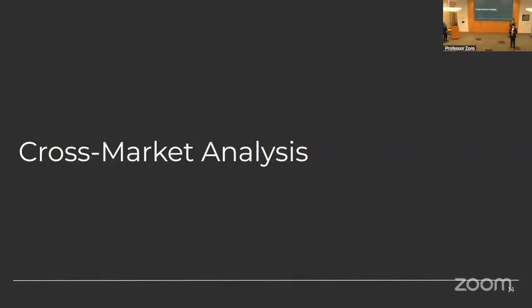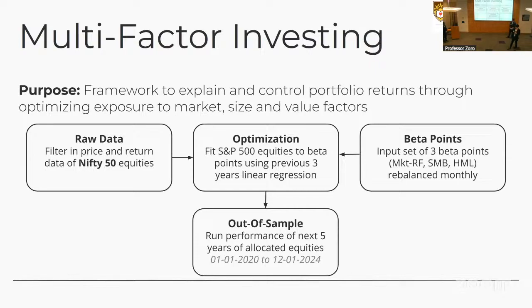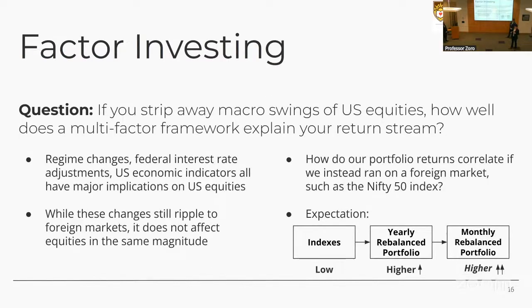Now, we have the performance, we have the model, but our main thing is explaining returns. So what does this look like when you try it on another market? Well, the main thing here is this is the exact same inputs, the exact same flowcharts that we showed previously, with one difference: our raw data is no longer the S&P 500 information and the S&P 500 equity information. It's now based on the Nifty 50 market, which is India's largest 50 equities. Why we are doing this is we want to see that if you strip away all the noise, all the idiosyncratic gains of the S&P 500, how well does a multi-factor investing framework really explain your return stream, and how much does it translate into different regimes?